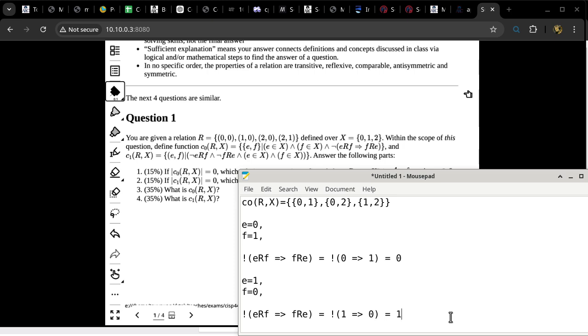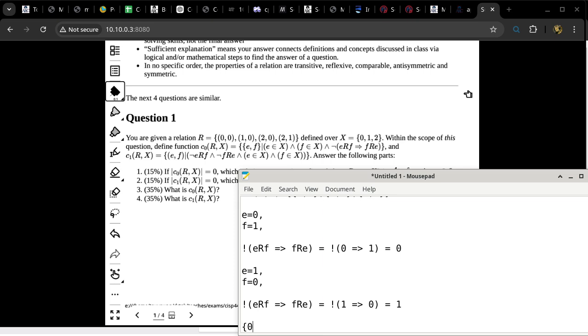Are we good? So how do we relate these two? Because E being 0, F being 1, and E being 1, F being 0 is the same set. So let's go back to the original question, which is the set of 0, 1. Does it meet this requirement or not? It meets the requirement.